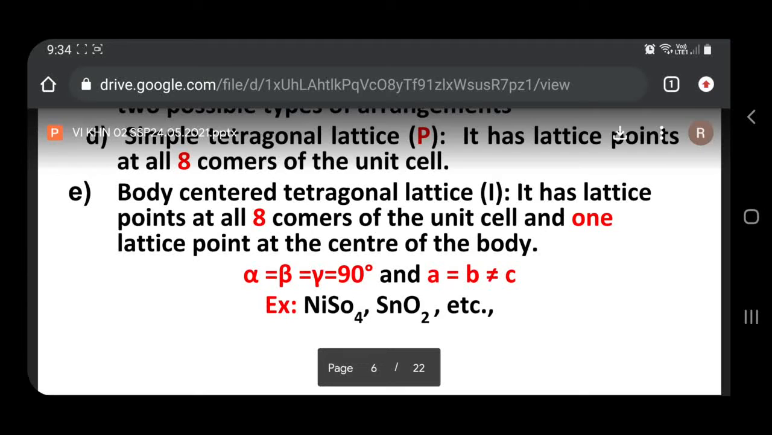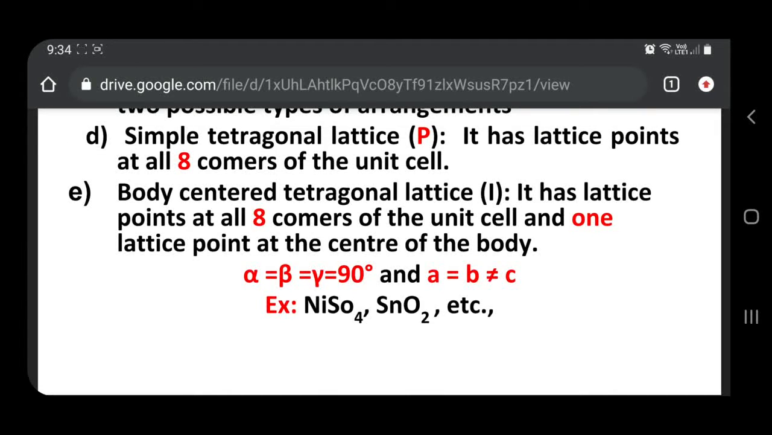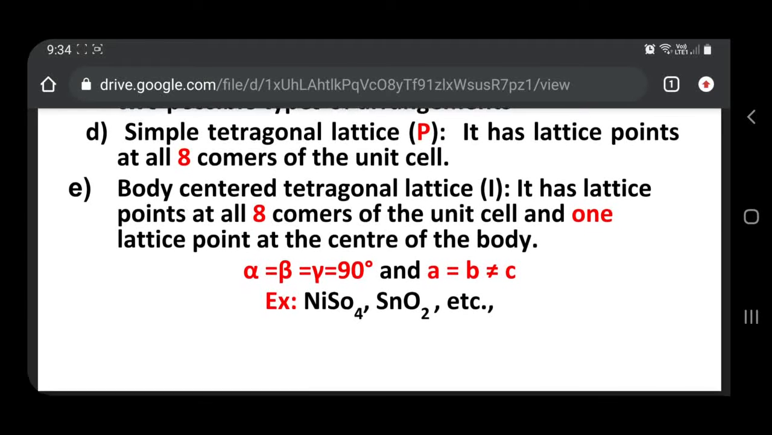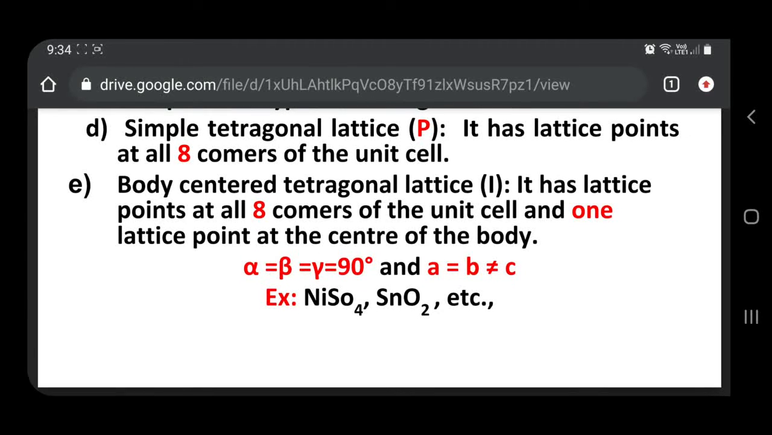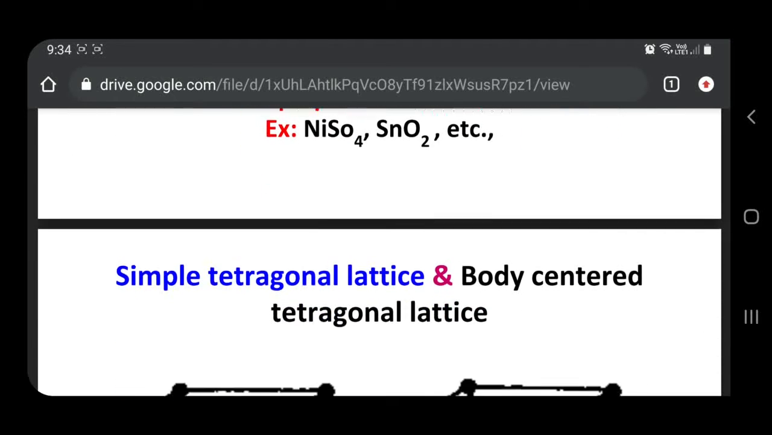It is also non-primitive. Okay, the important properties: interfacial angle equal to 90, and 2 sides are equal, the third one is not equal. And some examples of this tetragonal system I mentioned: nickel sulfate, NiSO4, and SnO2, that is tin oxide. That is the second type.